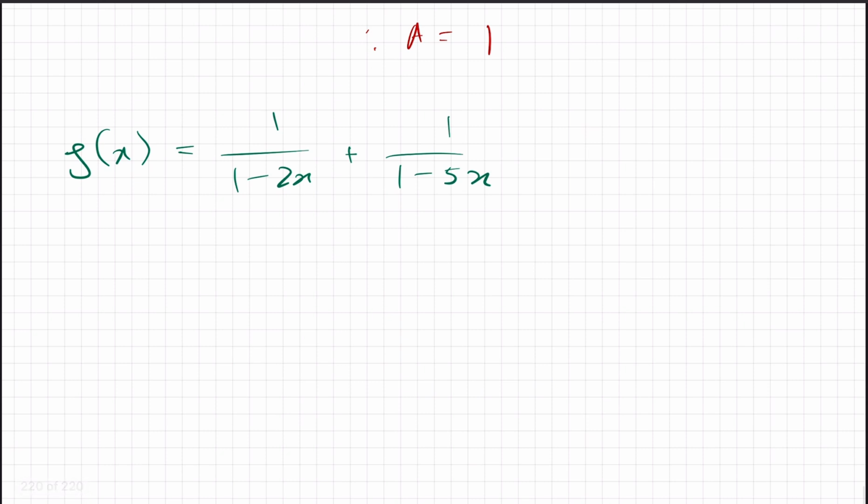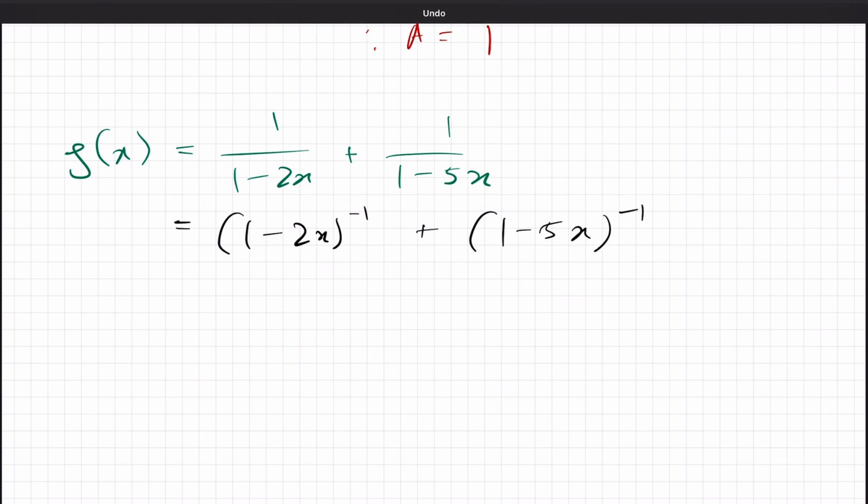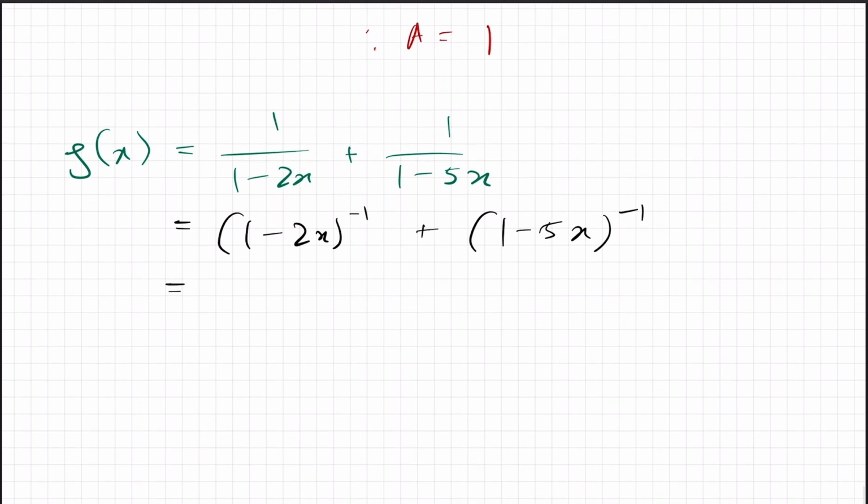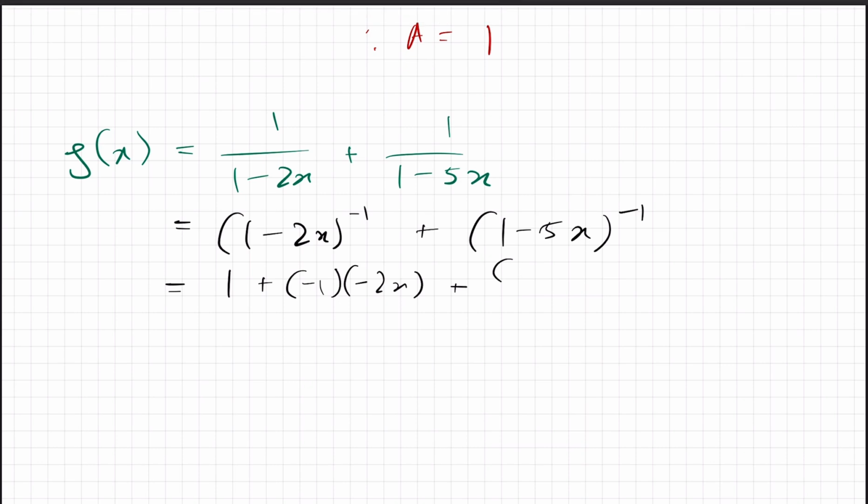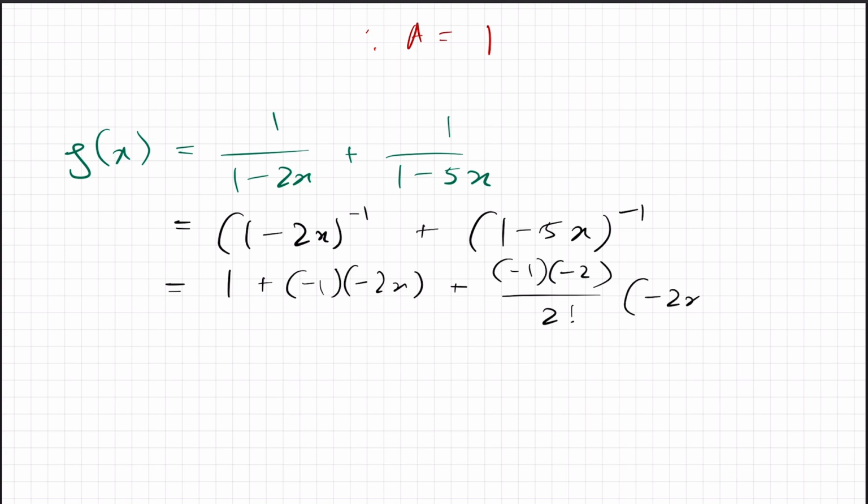So how can we expand these into their own terms? Well, there's actually multiple ways. The first way is thinking about it like a binomial distribution. If we use the binomial theorem on this, then we're just going to get an infinite polynomial. So we're going to start with 1 plus (-1)(-2x) plus (-1)(-2)/2 factorial times (-2x) squared, and that's going to carry on.